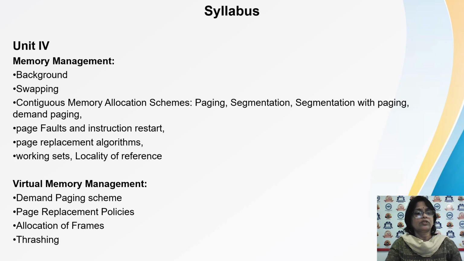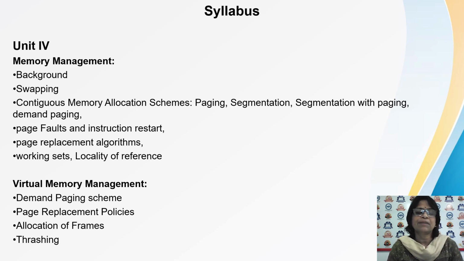Then unit 4. As we have seen, a CPU can be shared by more than one process in the system. Similarly, when we are talking about multi-programming and we want more than one program in the main memory simultaneously, that memory must be protected. The protection is necessary, and there must be some way of managing the memory.